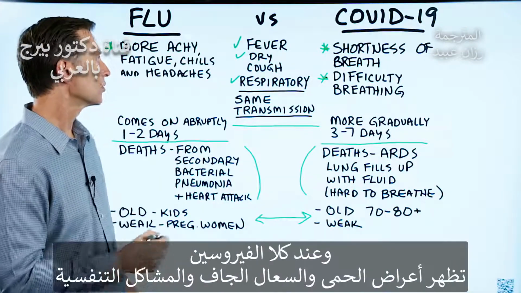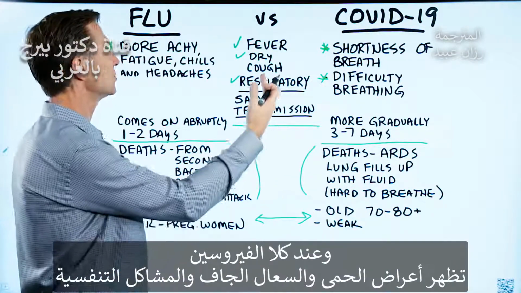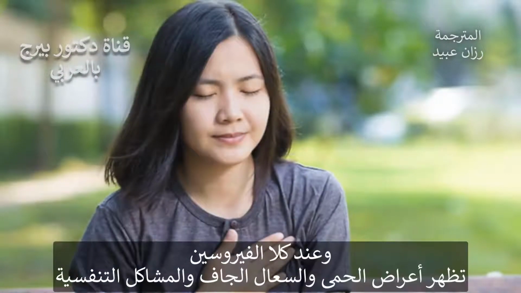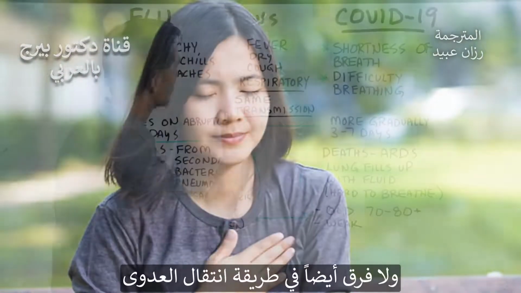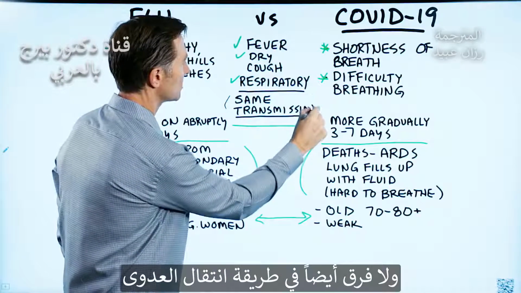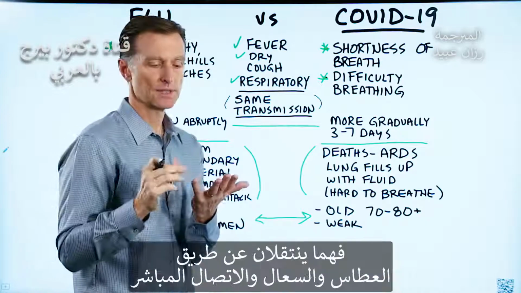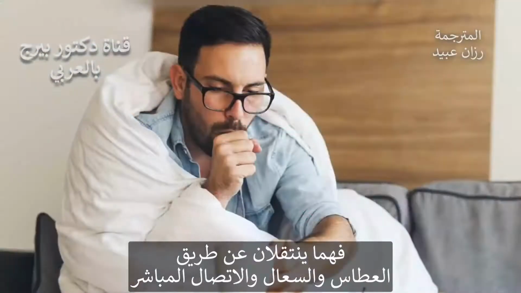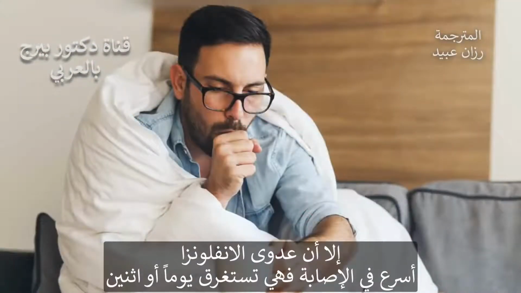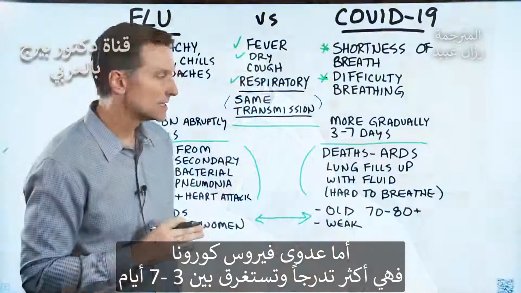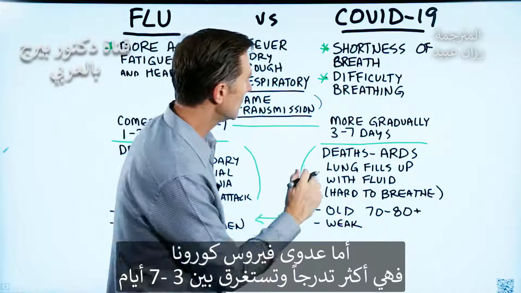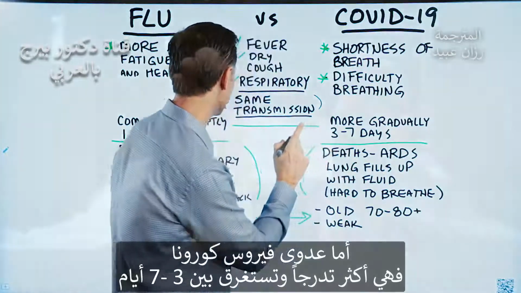Both of these viruses will present with fever, dry cough, respiratory symptoms, and there's no difference between the transmission. It's transmitted the same through sneezing, coughing, and contact. Now, with the flu virus, it comes faster, abruptly, between 1 and 2 days. With the COVID-19, the symptoms are a little more gradual, between 3 to 7 days.